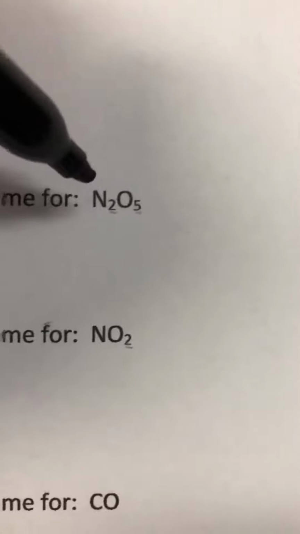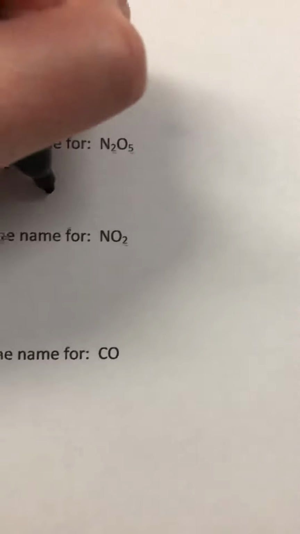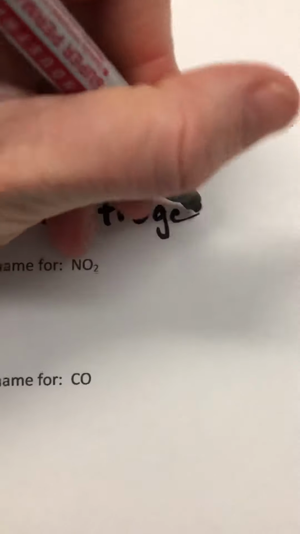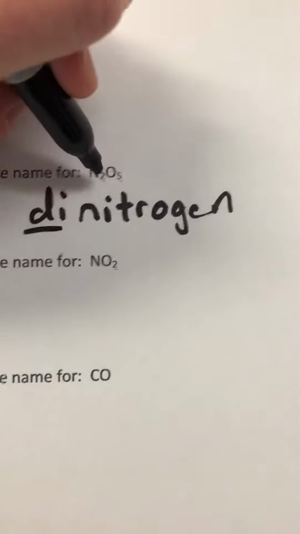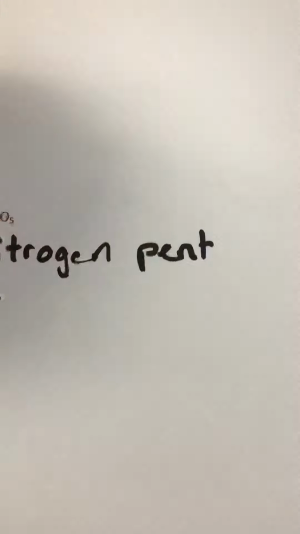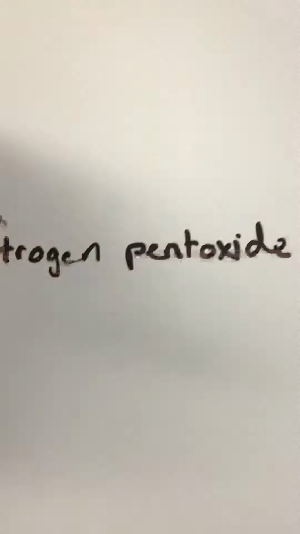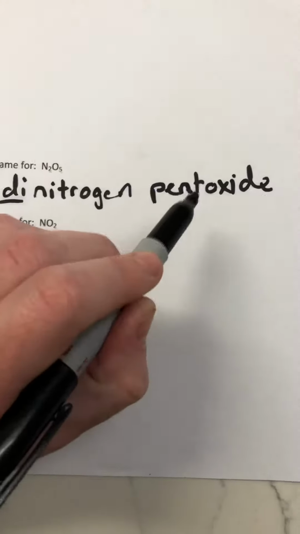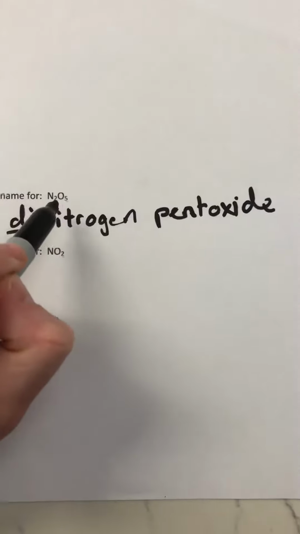So let's go ahead and start with this first one. This is N2O5. I would call that di-nitrogen because there's two nitrogens. Di-nitrogen pentoxide. Now you could write penta-oxide, but because there's two vowels, they just combine it into one. So di-nitrogen pentoxide would be N2O5.